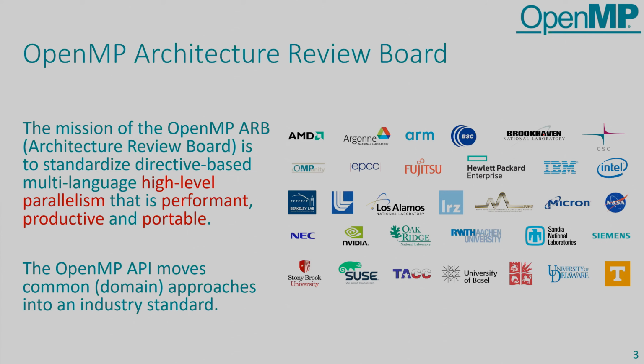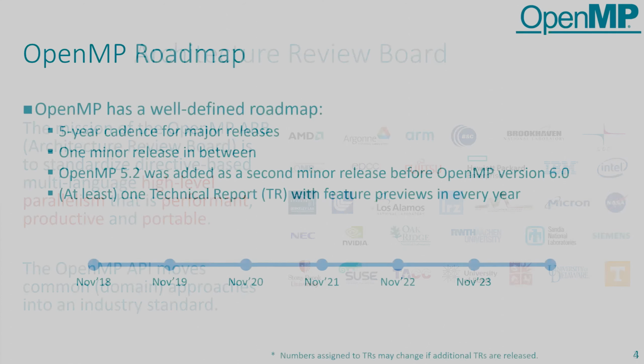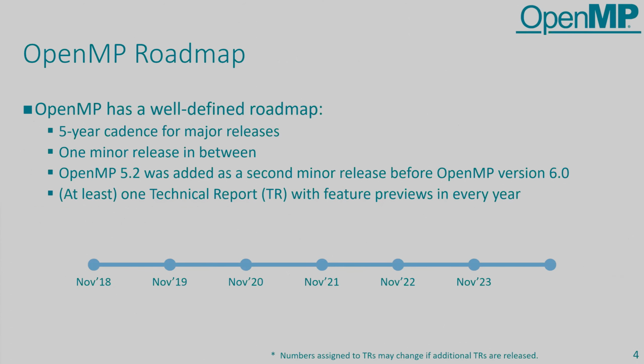On the right-hand side, you already get a glimpse of the members that we have in our Architecture Review Board. We will come back to that in more detail after we've covered some of the technical aspects. The OpenMP ARB has a specific roadmap. We are on a 5-year cadence for major releases, and Bronis is going to share more about this cadence and the release process that we have now.